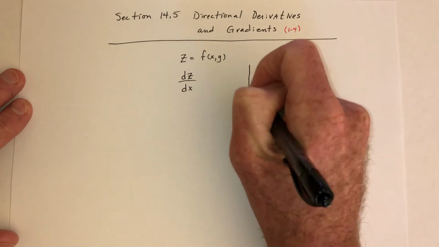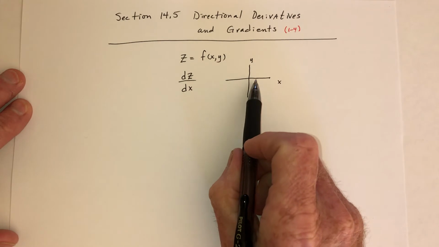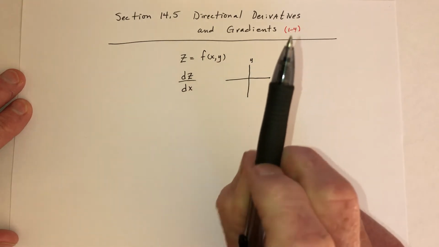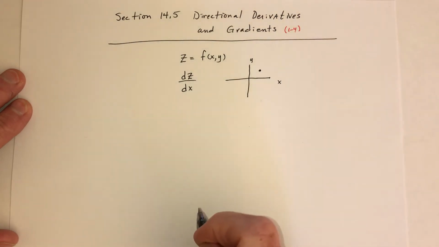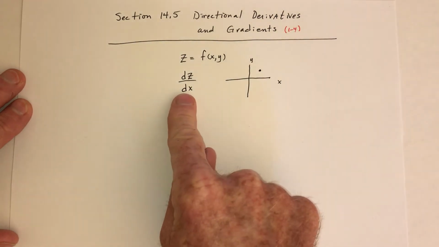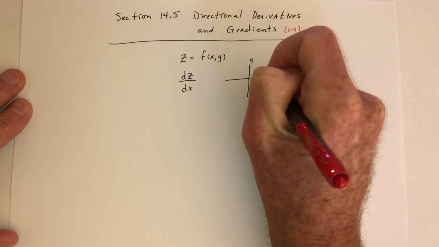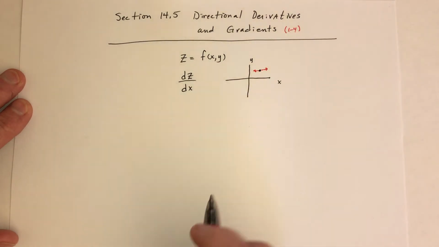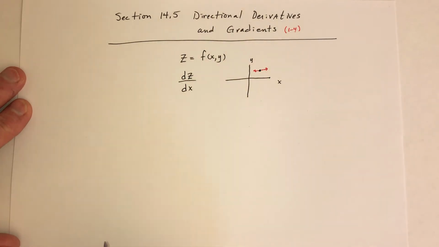So that means that if this is the xy plane, and you're standing in the xy plane, but you're looking up at the function, you have some particular point, and according to this, the only direction you're allowed to go is either to the right or to the left. Nowhere else. So what if you want to be able to go any direction you want? That's the direction for the directional derivatives.